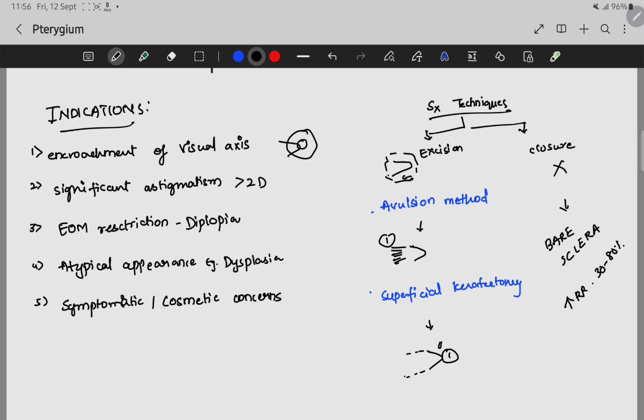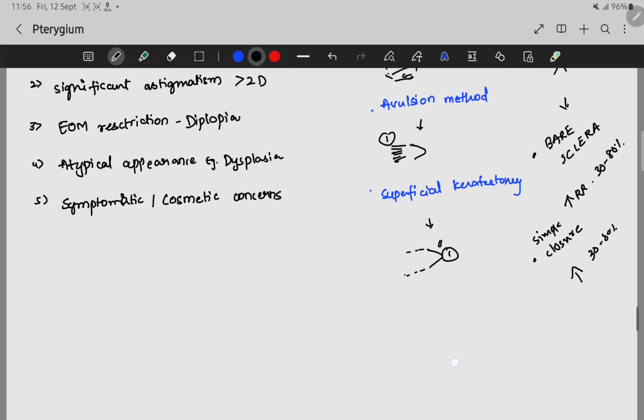In some cases, the remaining conjunctiva is closed, so that is simple closure. In this also the recurrence rate is very high, that is 30 to 80%. So that's why we have developed newer techniques of closure. We will discuss one after the other.